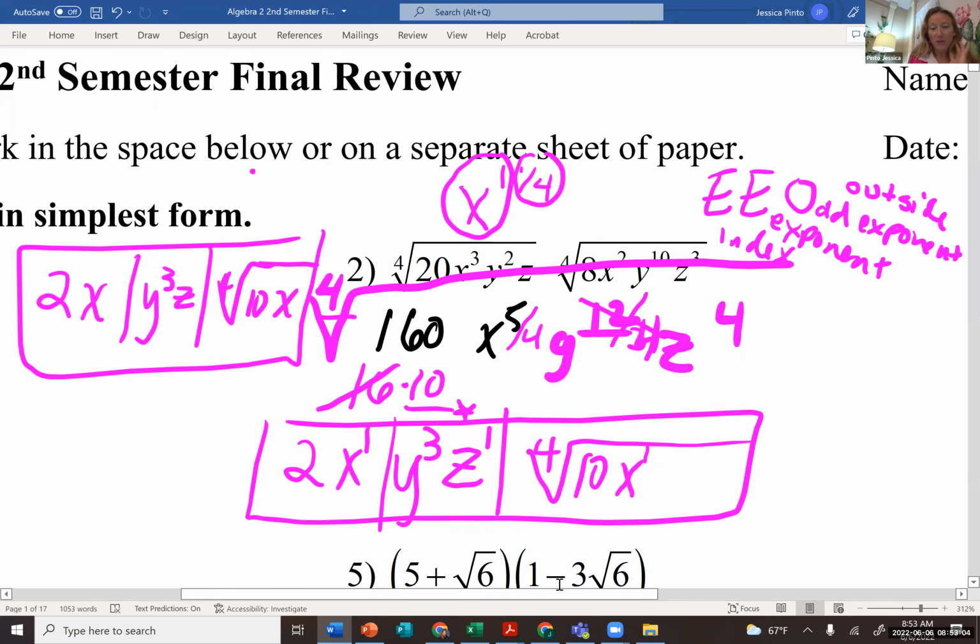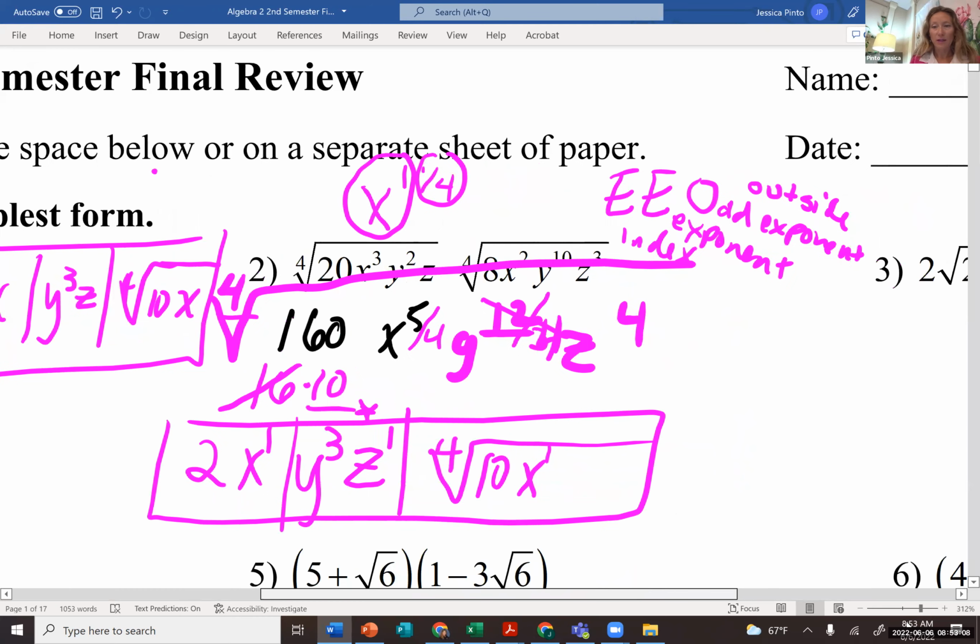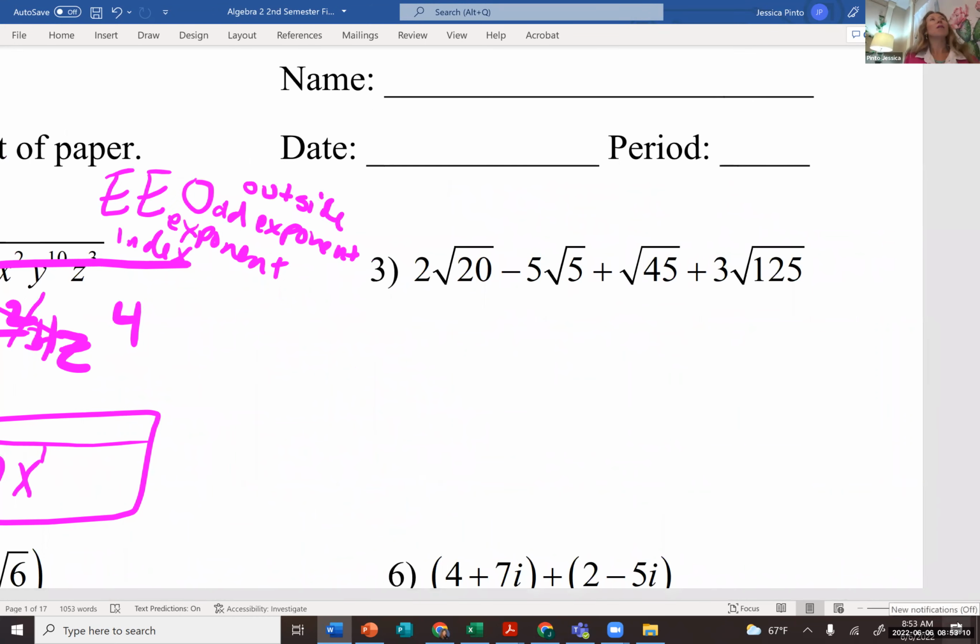Moving on to number 3, probably another radical problem. Let's take a look. Aha. So here in this problem, I'm not multiplying. I want to combine like terms, and I can add together radicals if they have the same index, which all of these have an index of 2, and they have the same number inside the radical or same radicand. So let's start by simplifying all of these.